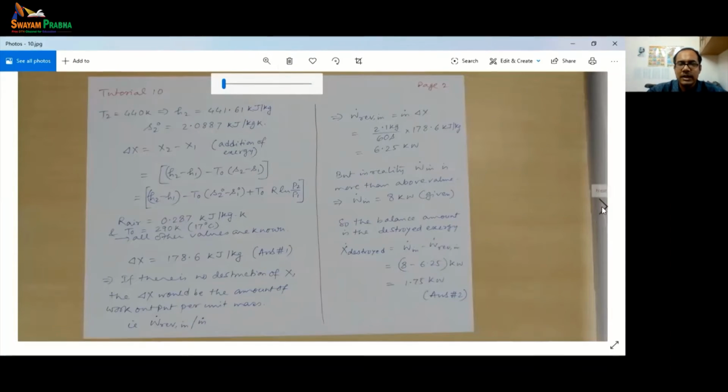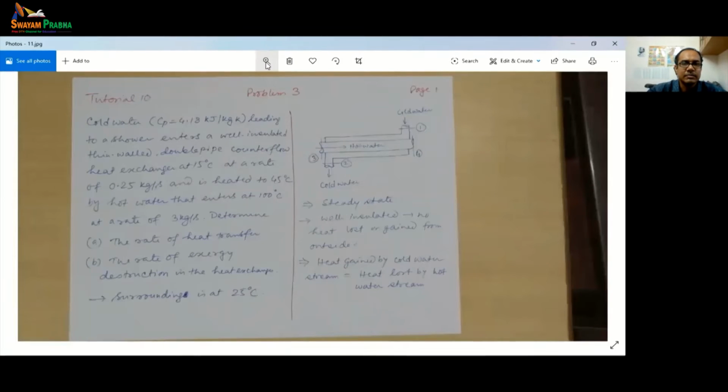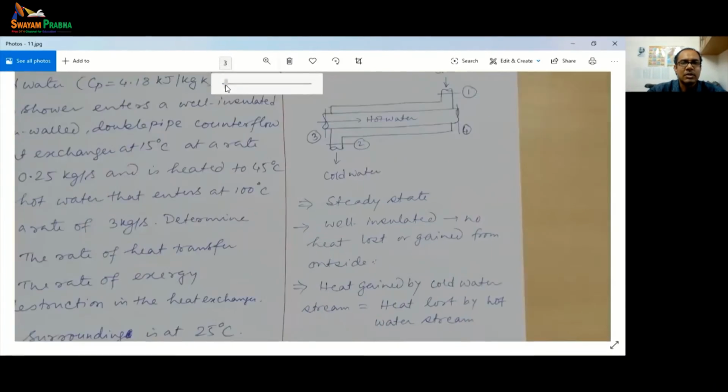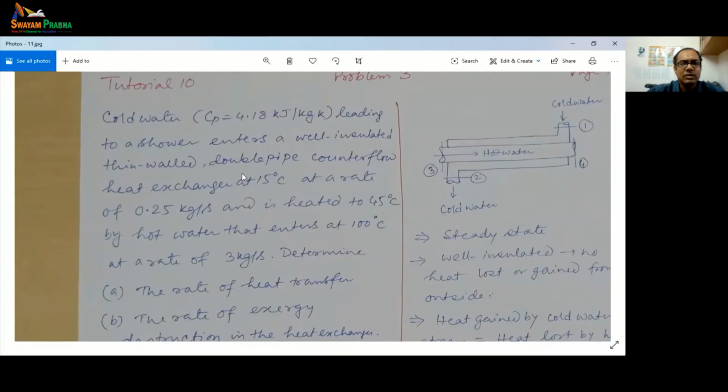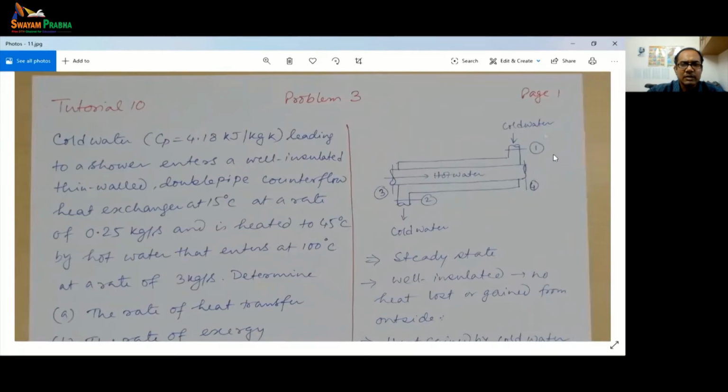Okay, now let's take the next problem, which does not involve any work term. It's only the heat term that's required. What we have here is cold water. Cp is given for the water, and one stream of cold water leading to a shower enters a well insulated thin walled double pipe counter flow heat exchanger. All these terms you can see here in the diagram.